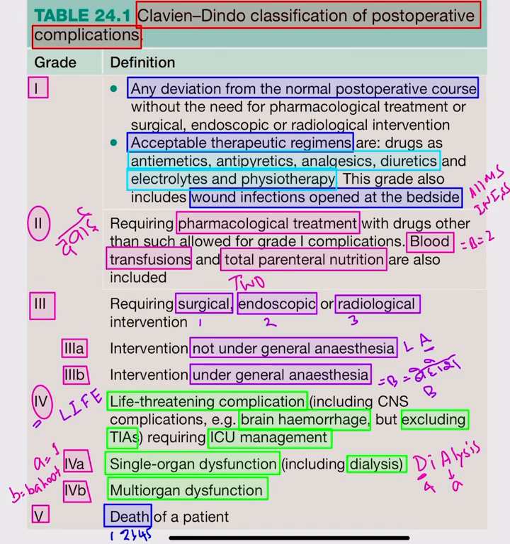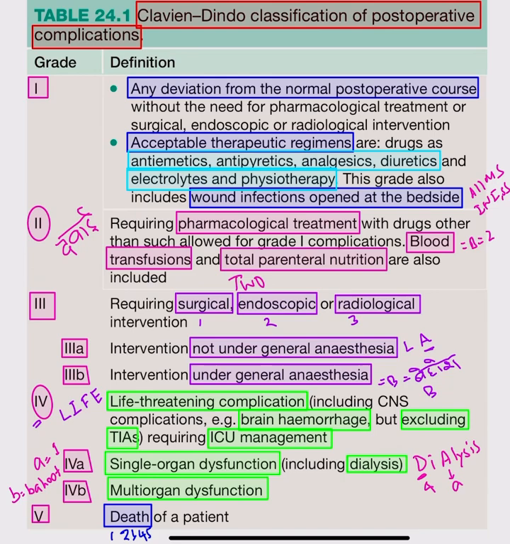Okay, so now grade 2. Grade 2 is apart from all the common medication used in grade 1. If you have to use other medication, then it will come under grade 2, so 2 for dawai. Apart from medication, if you use blood, B is the second letter of the alphabet, so it's 2. And total parenteral nutrition, it's T for 2. So in grade 2: medication other than that used in grade 1, then blood transfusion and total parenteral nutrition.